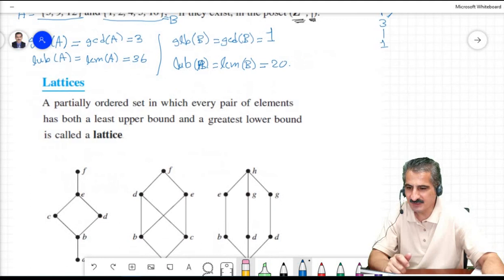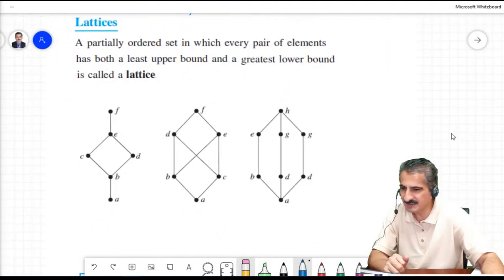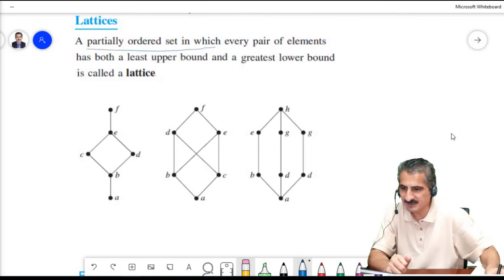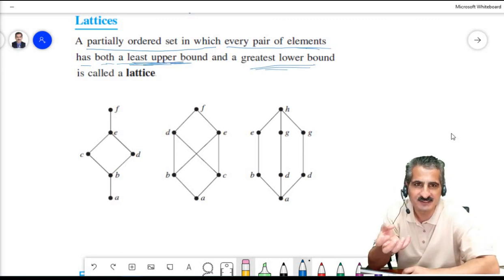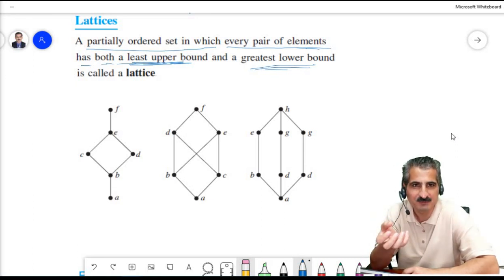Okay, now the last part of this lecture is lattices. What do we mean by a lattice? It is a partially ordered set in which every pair of elements has both a least upper bound and a greatest lower bound. We have seen that some sets may not have a least upper bound. They have upper bounds, but they may not have a least upper bound.